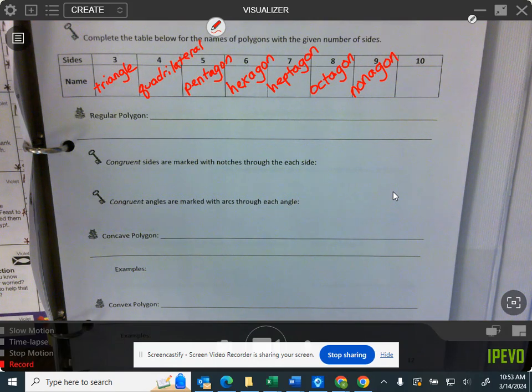What is a 10-sided figure? Madeline. It is a decagon. Deca means 10. I said pentagon. Yeah, hexagon.